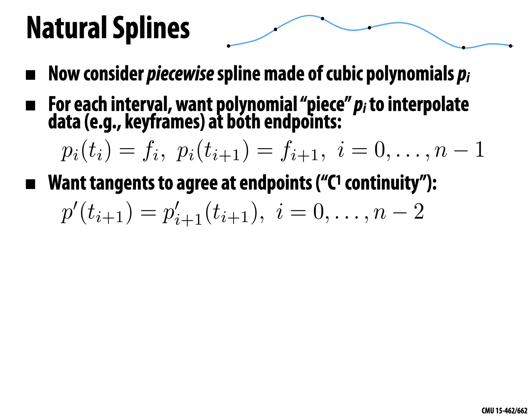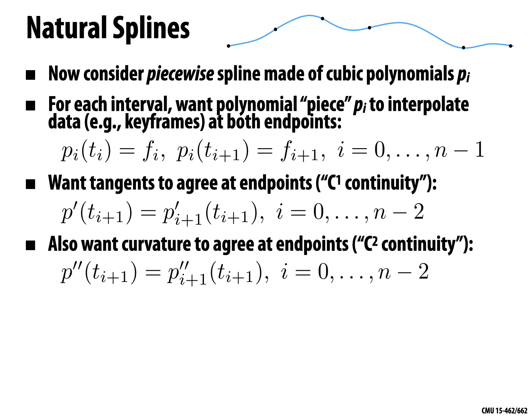And let's go for gold here. We already are saying that the derivatives and the positions agree at the endpoints. Why don't we also ask that the second derivatives agree at the endpoints? Why not? Make it an even smoother curve. So we can say that p_i double prime of t_{i+1} is equal to p_{i+1} double prime of t_{i+1}.